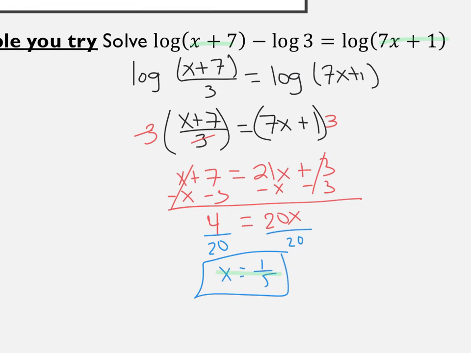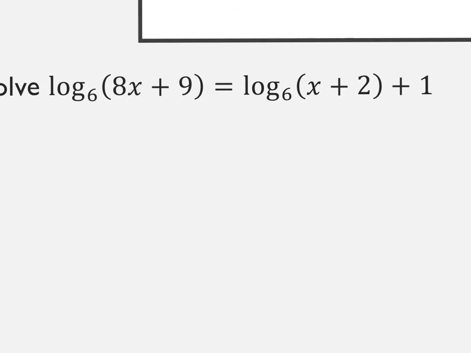So you condense, remember the subtraction means divide, and because you have a common log with the same base on either side of the equal sign, we just drop the logs and solve the algebraic equation. Okay, we have one more type of problem.